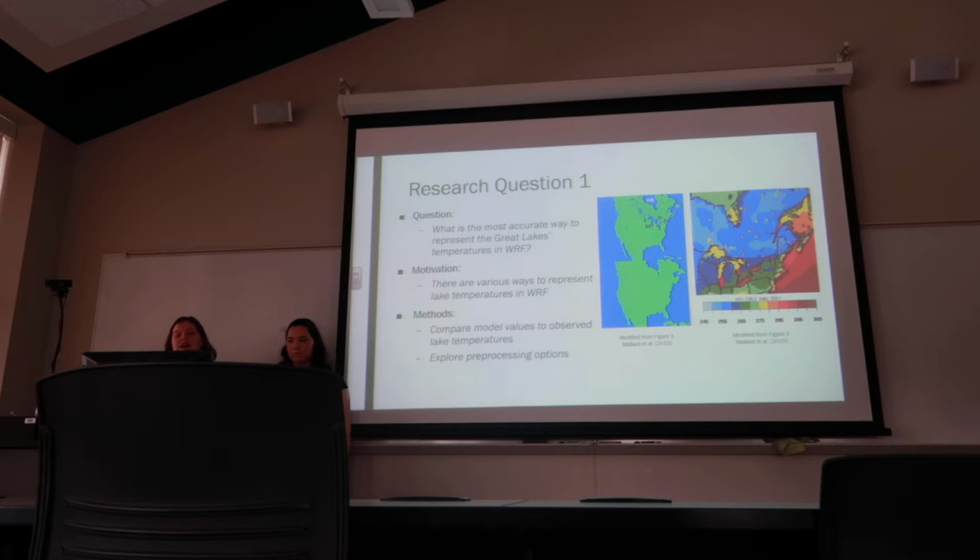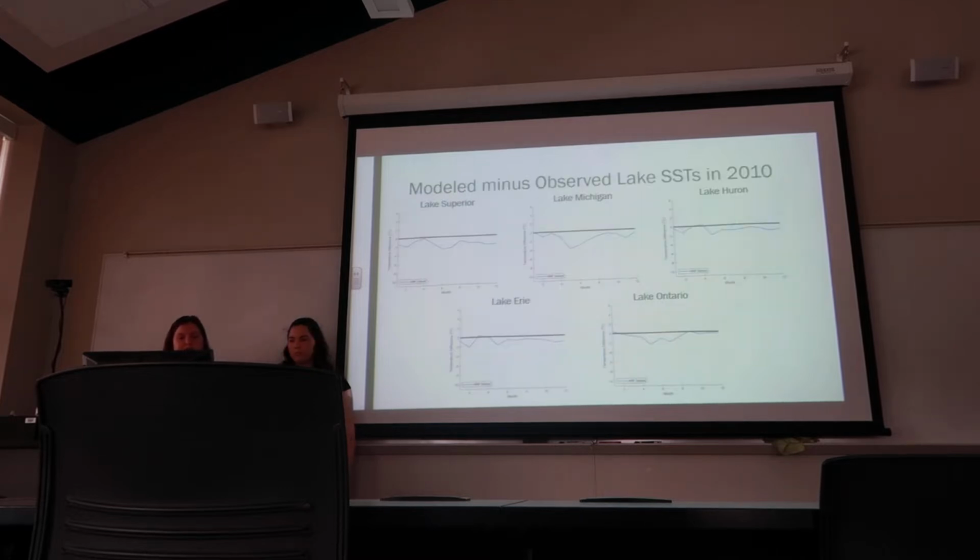What we found was that we are actually getting some of those temperatures from the Great Lakes itself. However, one of our concerns was that there might be some temperatures coming from the Hudson Bay and the Atlantic Ocean. And then the second way is the lake update, where essentially it's just taking the temperature from over the lakes. So the method for approaching this question was to compare the model values to the observed lake temperatures and then explore some of the pre-processing options.